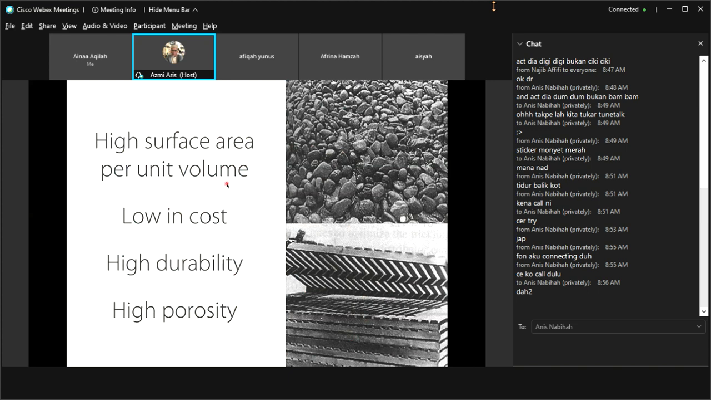But the smaller the media that you have, the smaller the void or opening in between the media. So you have to balance between the area and also the void or opening created by the media. For trickling filter, normally the stones are not too big and not too small. Then low in cost, of course, gravel or stone is not that expensive, high durability and also high porosity. This is the one that I mentioned on the void or the opening.